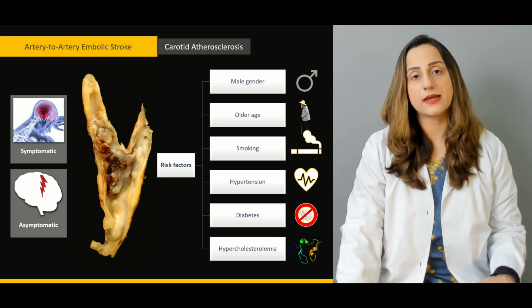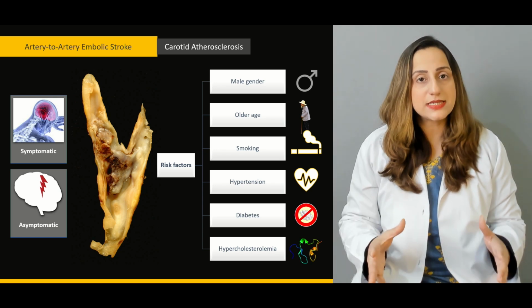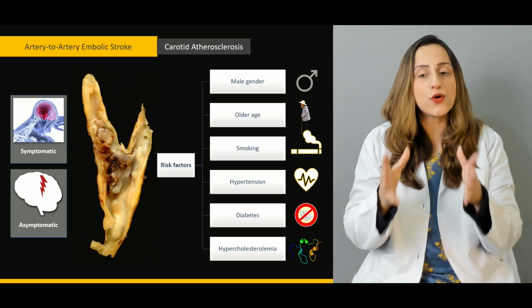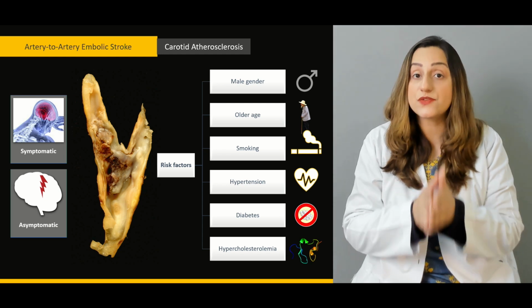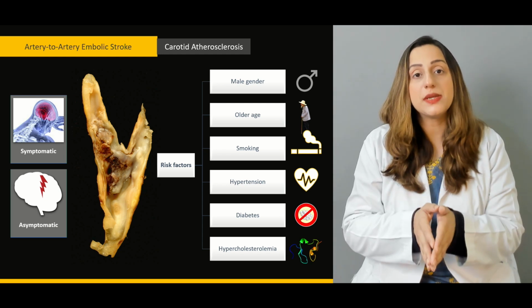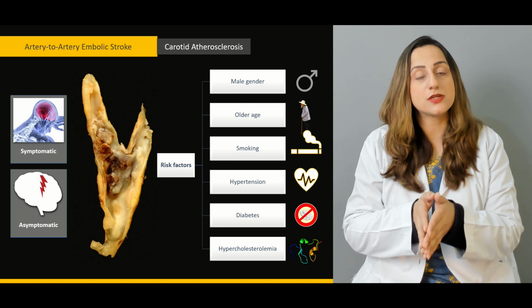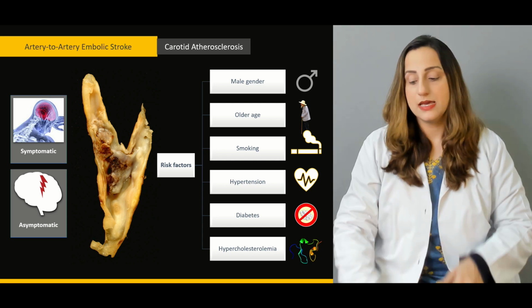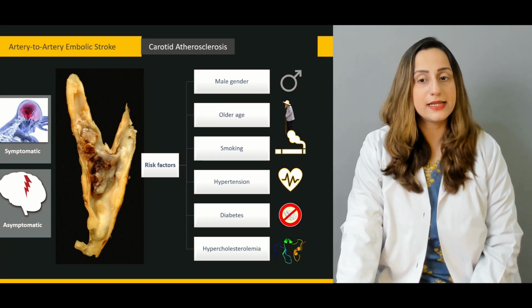When you carry out the baseline investigations in these patients, you're going to look for all of these criteria. These are the risk factors that make the patient more prone to the development of these cerebrovascular accidents. So this is very important to highlight in the history.